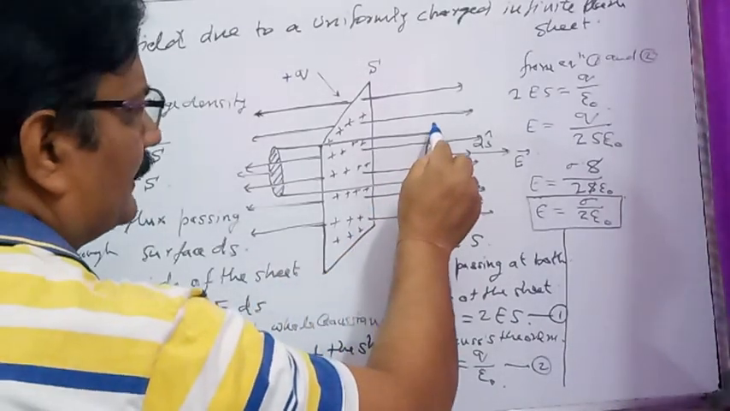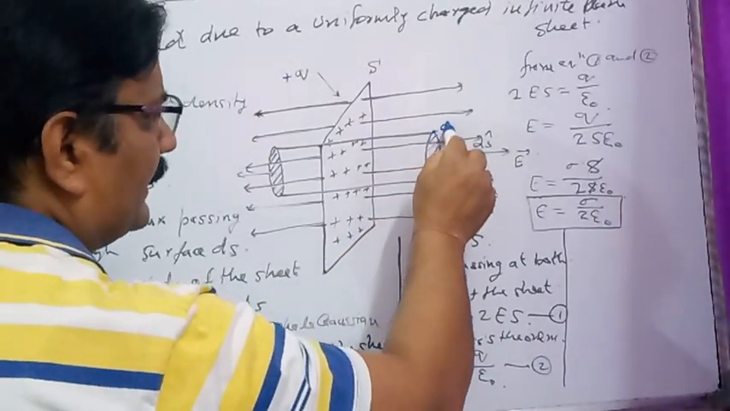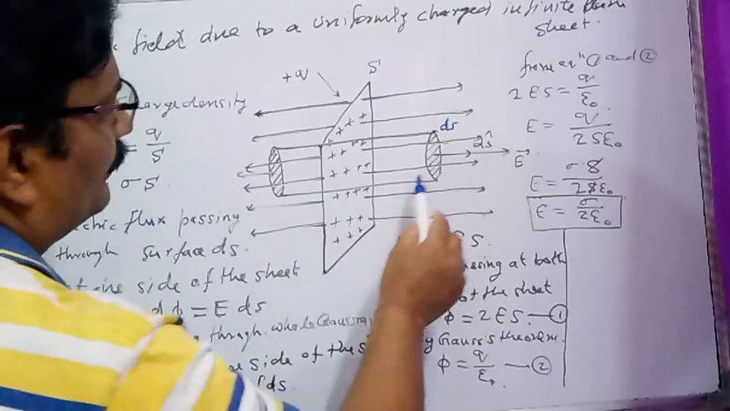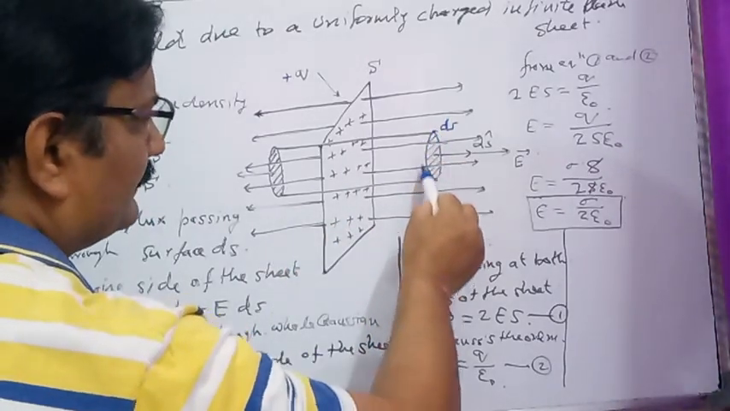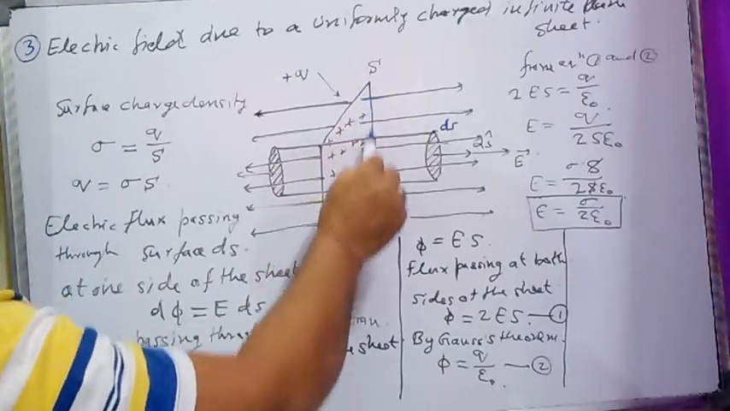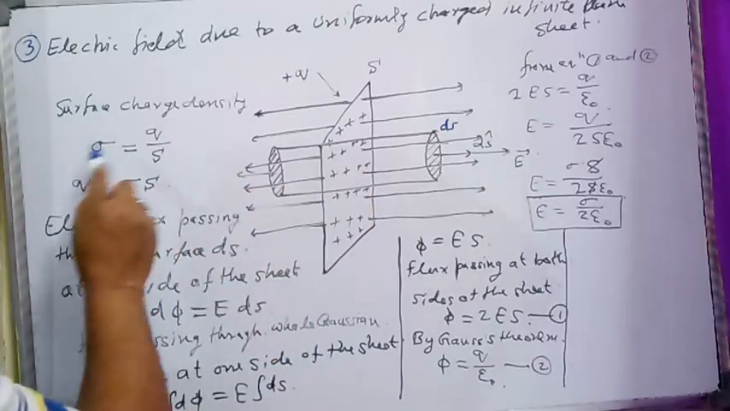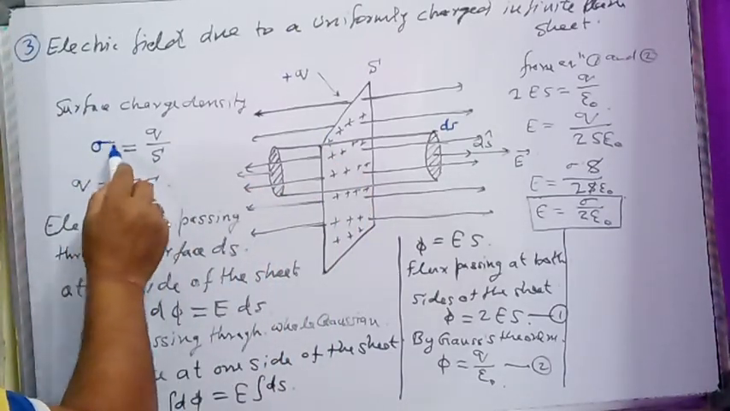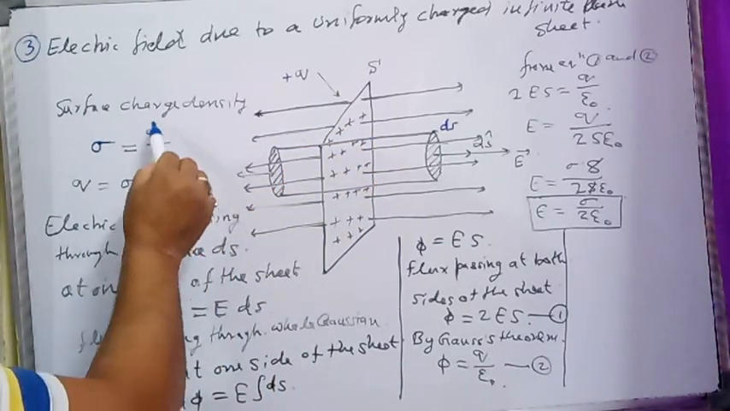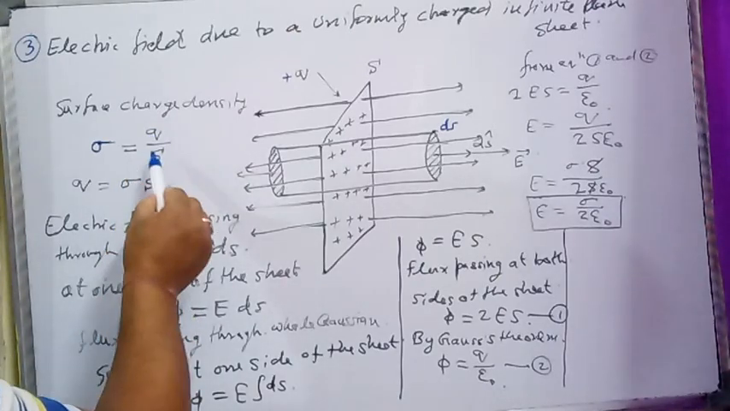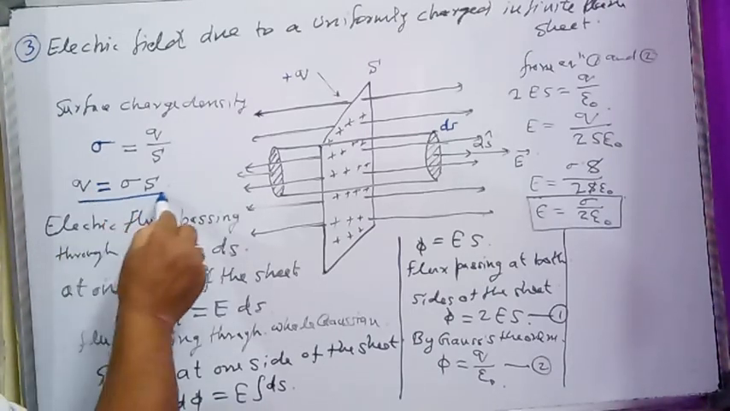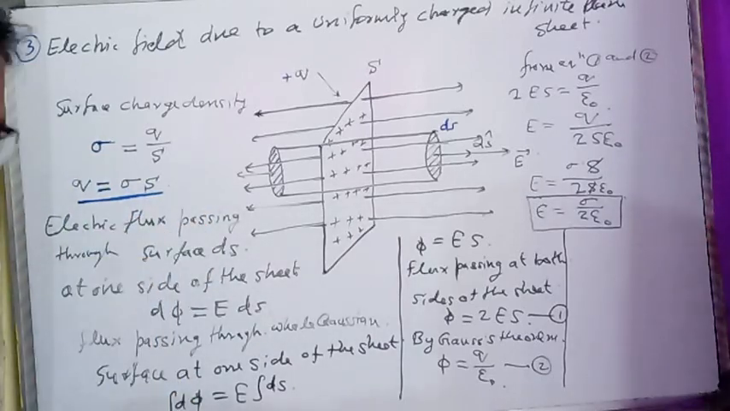Now if we consider a plane of surface area ds in front of the sheet at some distance, what is going to be the electric flux associated with this surface? First of all, what is the surface charge density of this plane sheet? As we know, surface charge density of the sheet sigma is equal to total charge given to the sheet divided by its surface area. So sigma is equal to q divided by surface area of the sheet, that is S. So total amount of charge present on the surface of the sheet, q, can be written as surface charge density sigma multiplied by S.